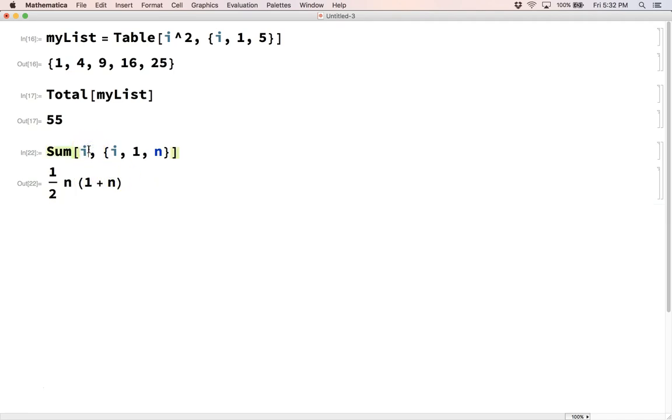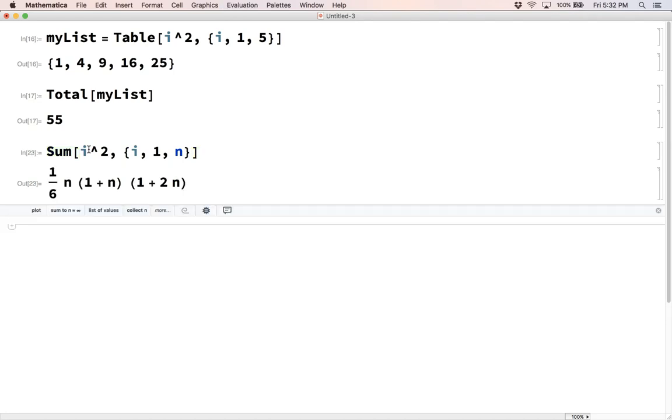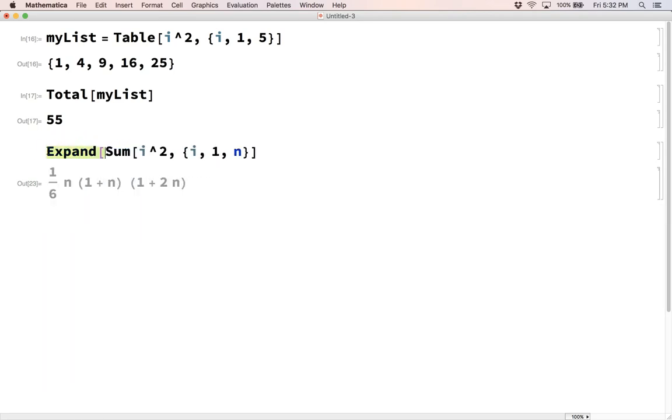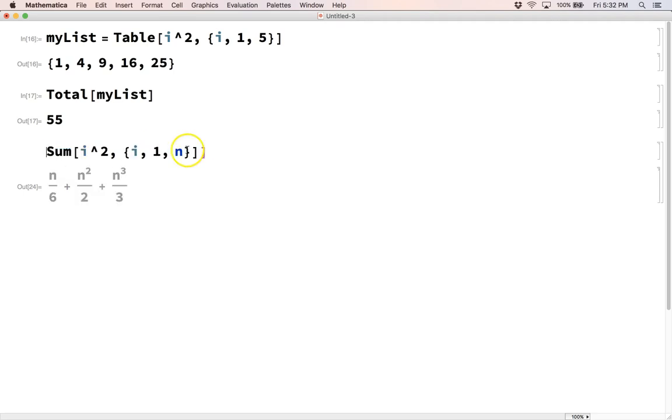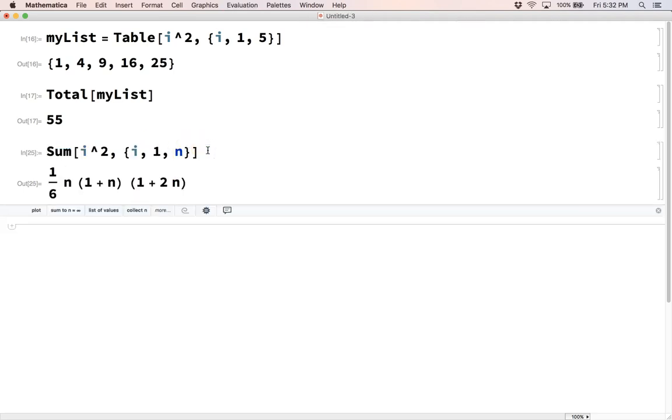And maybe you've seen them before. There are also formulas for sums of squares. Okay, they're more complicated, but here it is. If I wanted it in a different format, I could say Expand this. And maybe you like this one better. Maybe you like the factored version better. Okay, I'll just go back to the simpler one. But Expand is what you can use if you want to get rid of some of these parentheses.